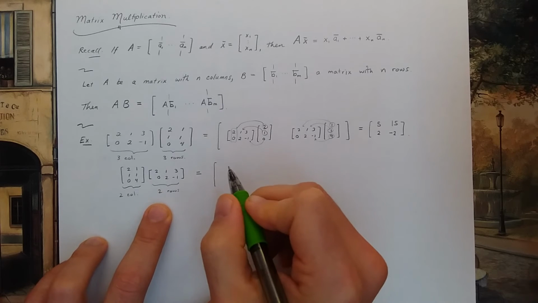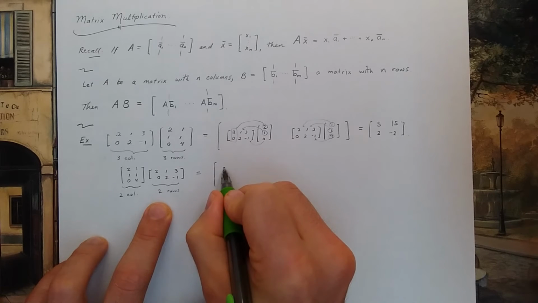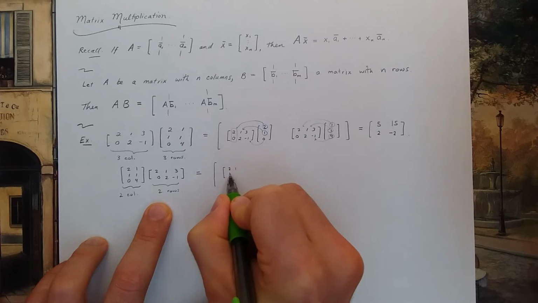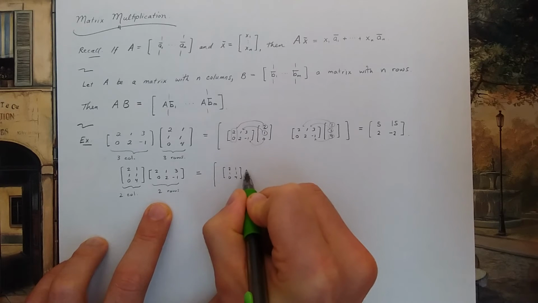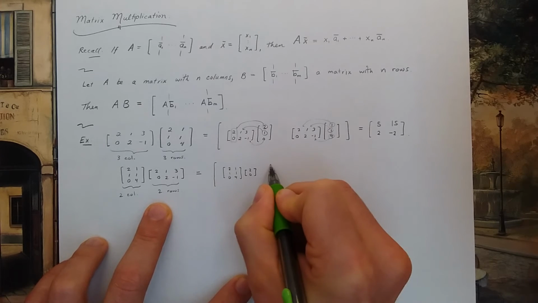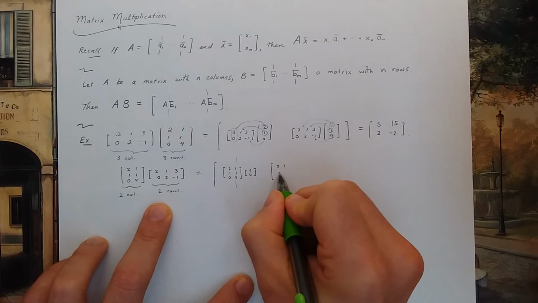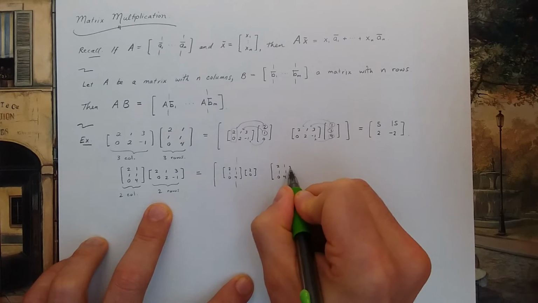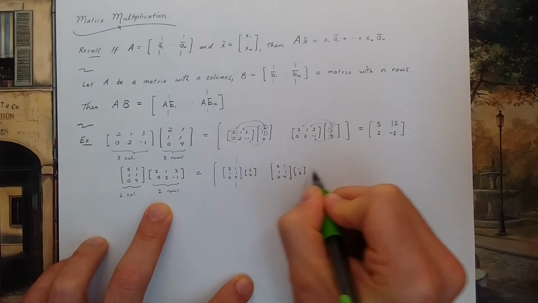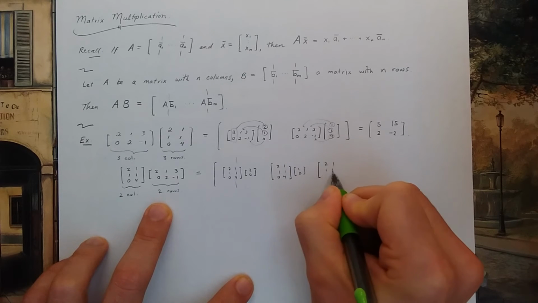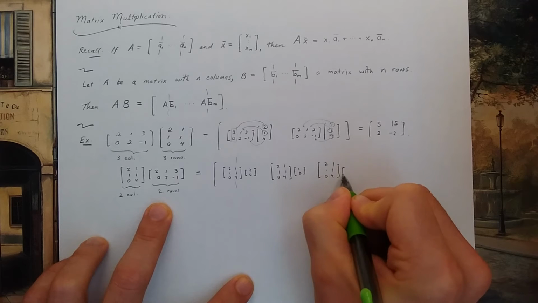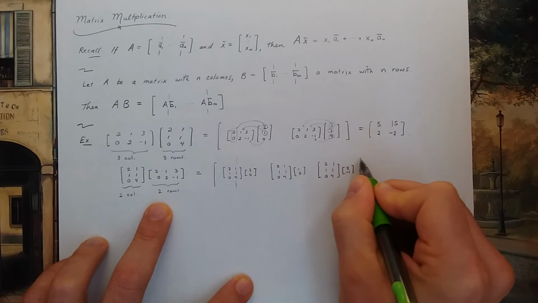This would be a new matrix, and that matrix would be the matrix 2, 1, 1, 1, 0, 4 times the column vector 2, 0. That'd be the first column of this new matrix. Then 2, 1, 1, 1, 0, 4 times the second column 1, 2. And then 2, 1, 1, 1, 0, 4 times the third column 3, negative 1.